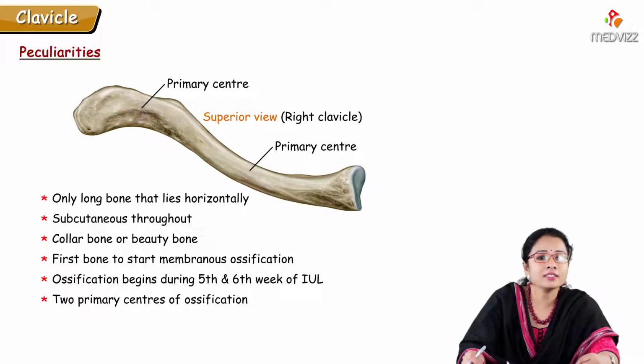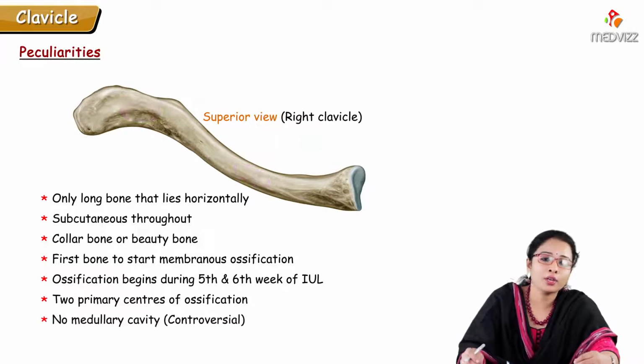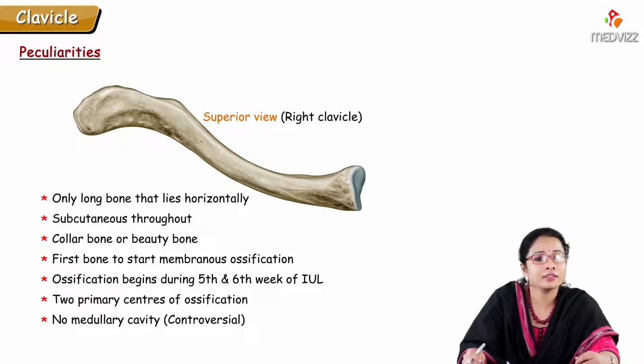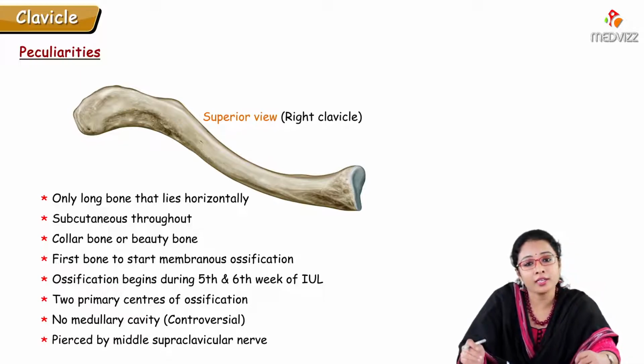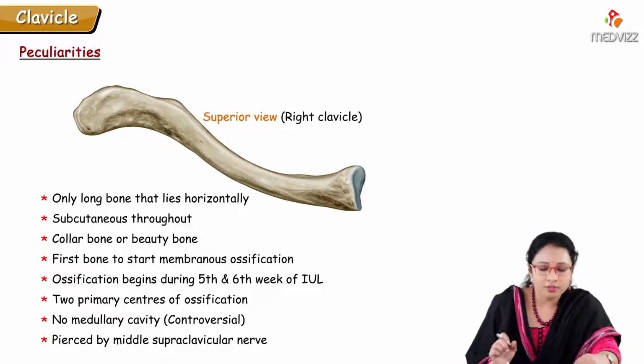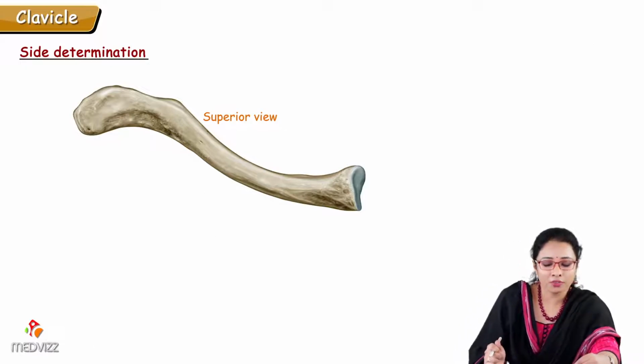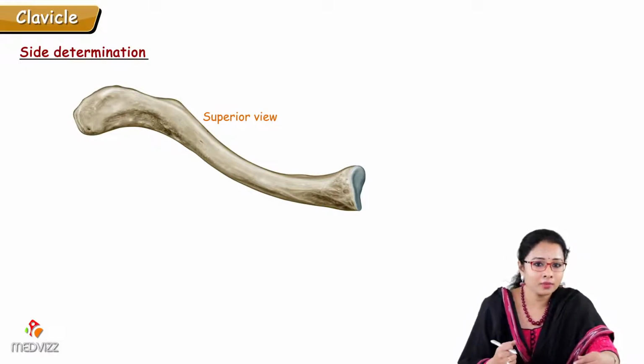It is generally said to have no medullary cavity. So it is a controversial thing. Some say it is having a medullary cavity and some anatomists say it is not having any medullary cavity. It is occasionally pierced by the middle supraclavicular nerves, which are subcutaneous nerves getting origin in the posterior triangle of the neck. So starting with the side determination of the clavicle, which is right, which is left.